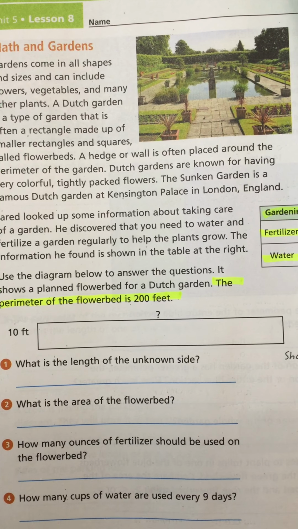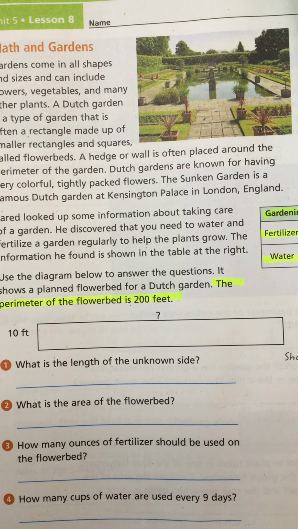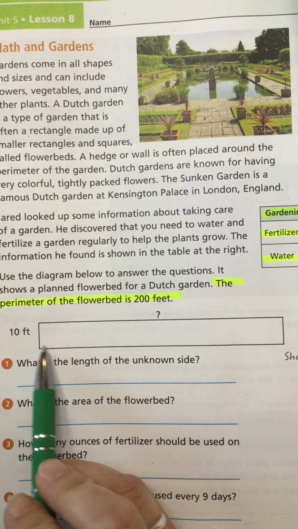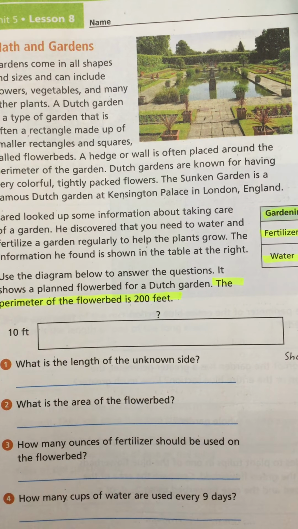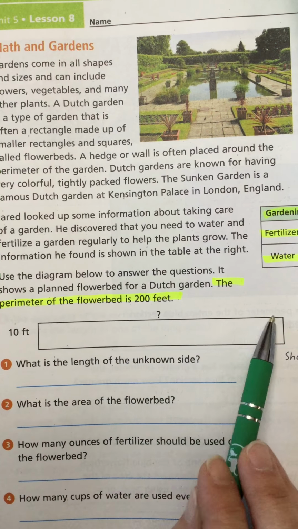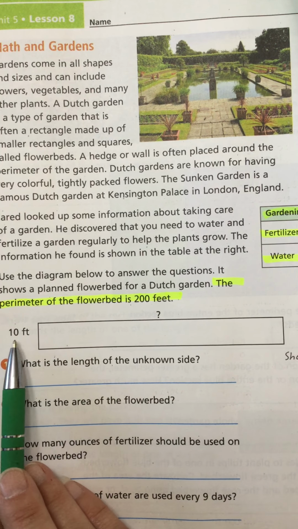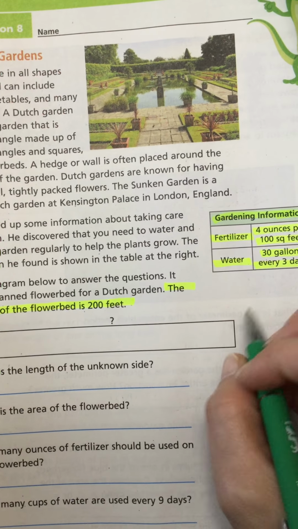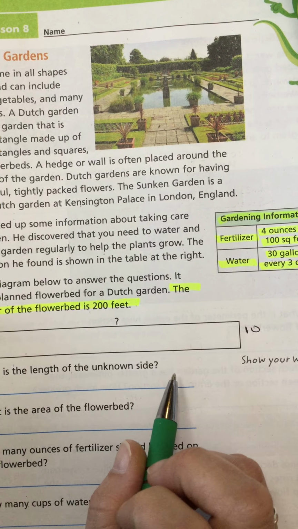Now, who can remember what perimeter means? That's right, the distance that goes around. So it'd be around. So we need to find out what this side is. This side, it's a rectangle. So we know this side is the same as this side. So this answer would be 10. And I know it's 200 feet.